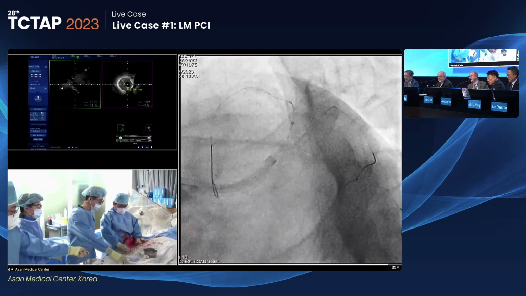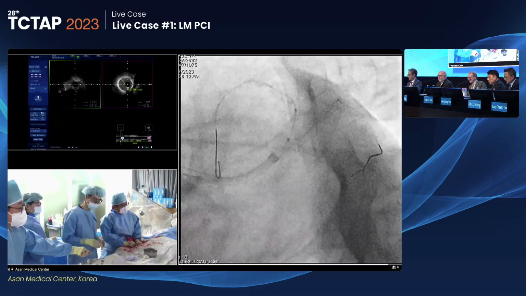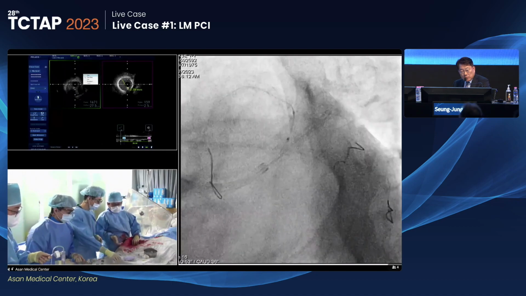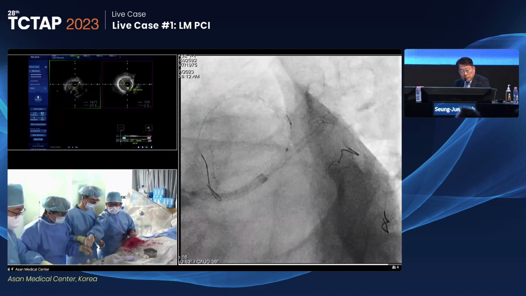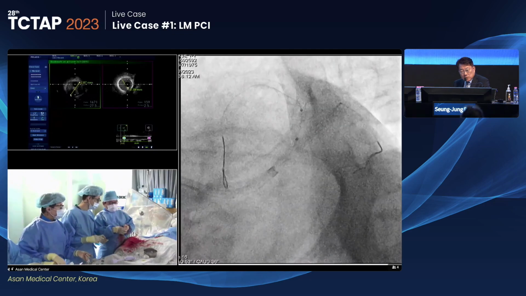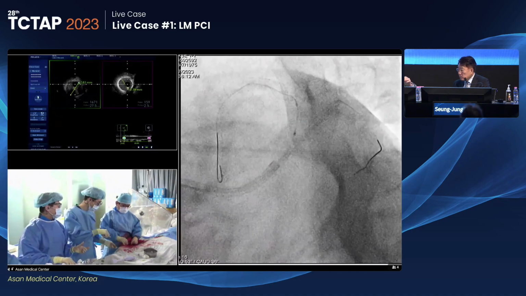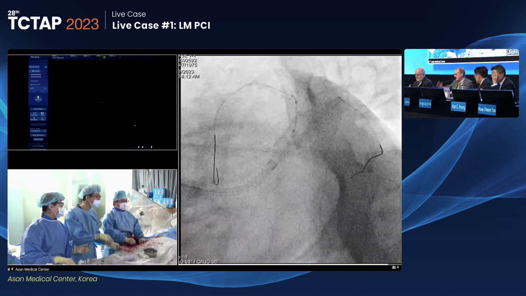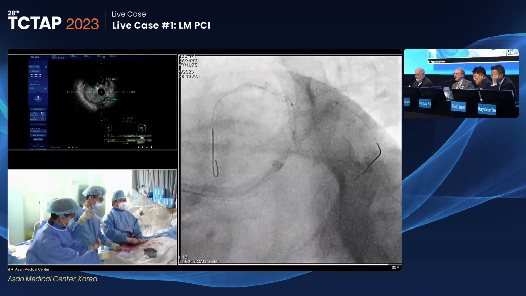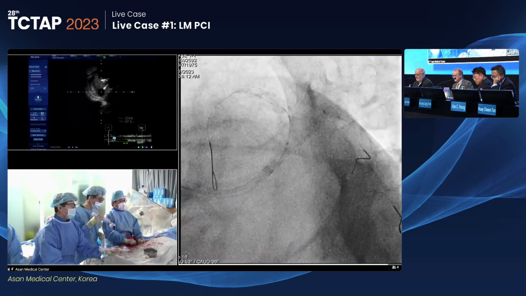Is it a 2.5 stent, Dr. An? Yeah, 2.5 stent. Okay. So I'd like an additional high pressure 2.5 balloon to optimize the side branch ostium, because the diagonal branch is a good vessel for DCB. How long is the diagonal stent, Jung-Min? 28.